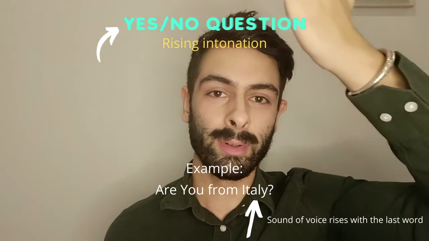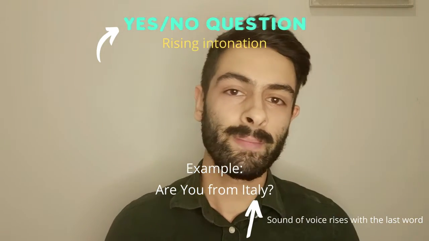Imagine the sound going kind of like this. Are you from Italy? Now that sound is making it sound like a question. So when you are asking a yes or no question, you want to have that type of intonation. Even if your pronunciation is a little bit strange and it is hard for the person to understand you, they will still know that you are asking a question from your intonation. So yes or no questions like that, use the rising intonation.